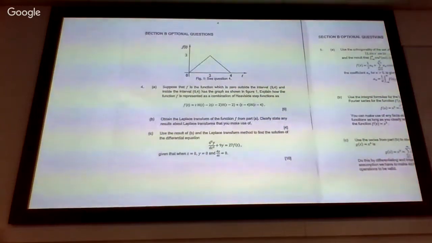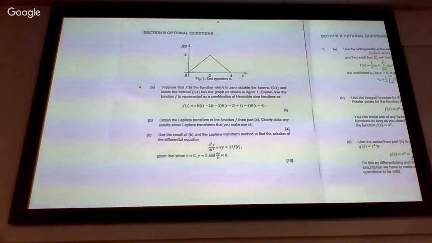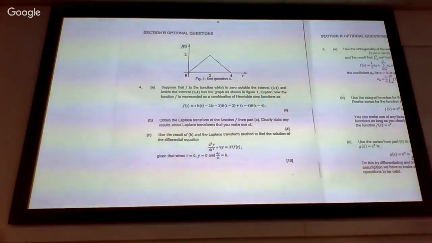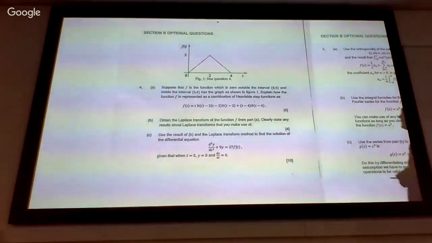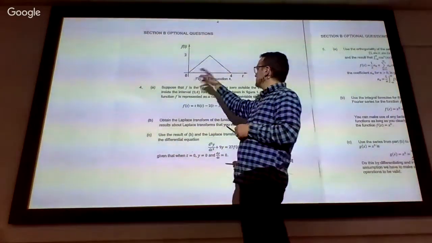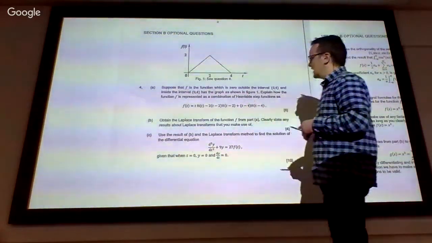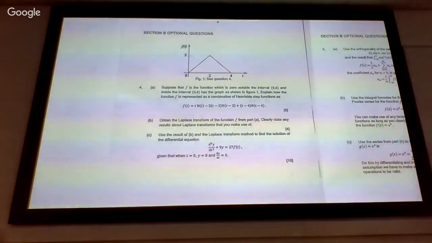And it's a kind of an integrated question. All the parts relate to each other. So first of all, we're presented with this piecewise linear function f. 0 outside the interval 0 to 4. And in the interval 0 to 4, it does this triangle behavior.